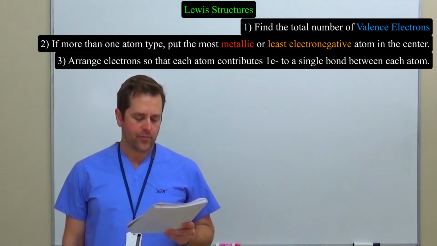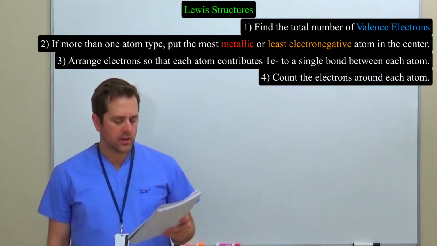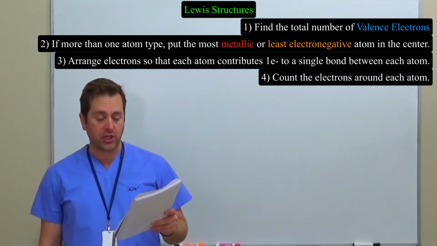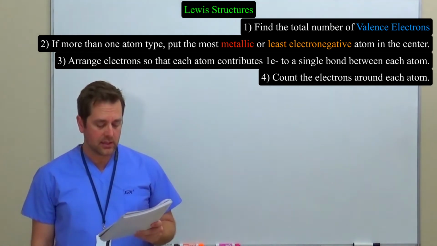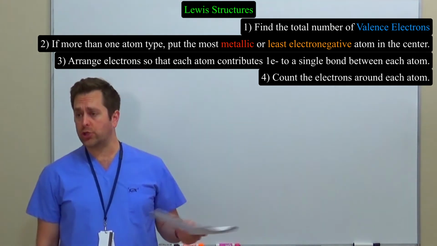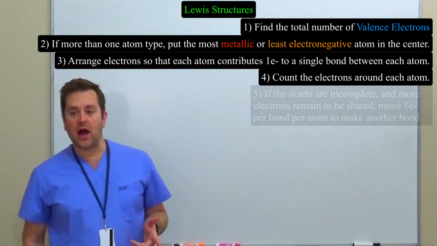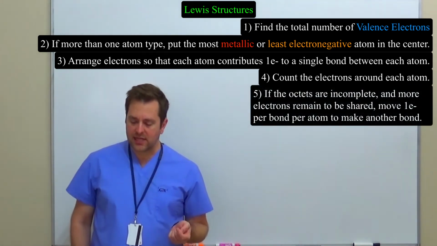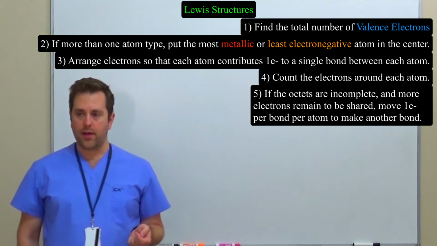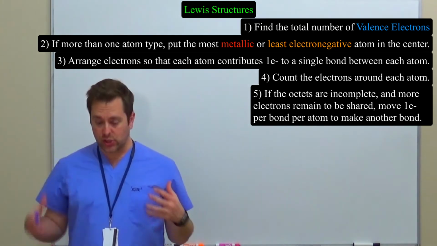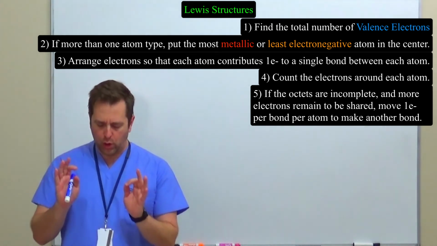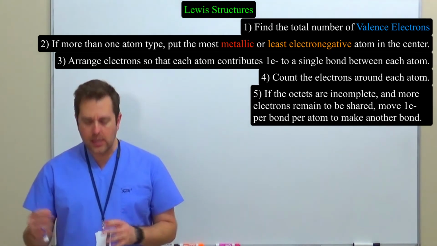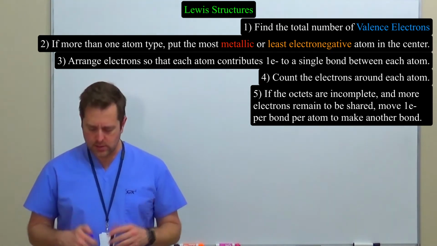Step number 4. Count the electrons around each atom and ask yourself, are the octets complete? And if so, your Lewis structure, you're done. Step number 5. If the octets are incomplete and more electrons remain to actually be shared, we'll start moving 1 electron per bond, per atom, to create another bond.